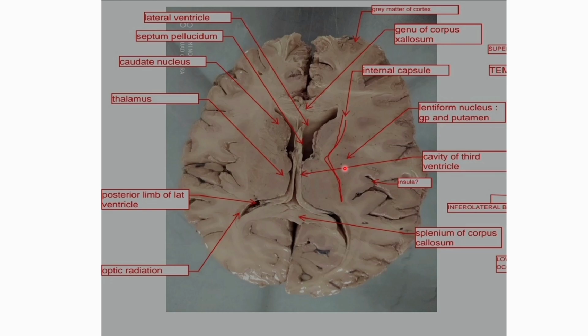The area of gray matter just lateral to anterior limb of lateral ventricle is called caudate nucleus. This is caudate nucleus, which is situated just lateral to anterior limb of lateral ventricle. This is anterior limb, and just lateral to anterior limb, caudate nucleus is present. Finally, the last important gray matter structure is thalamus. This is thalamus.